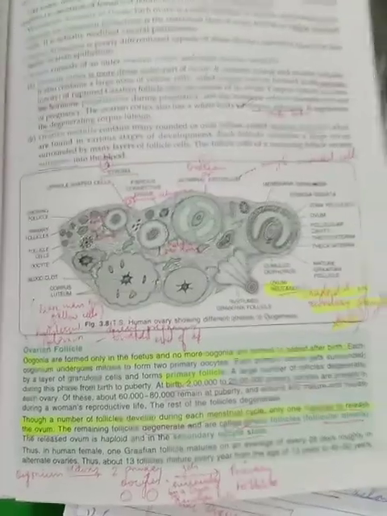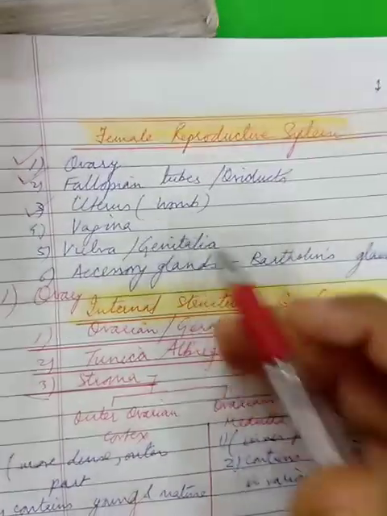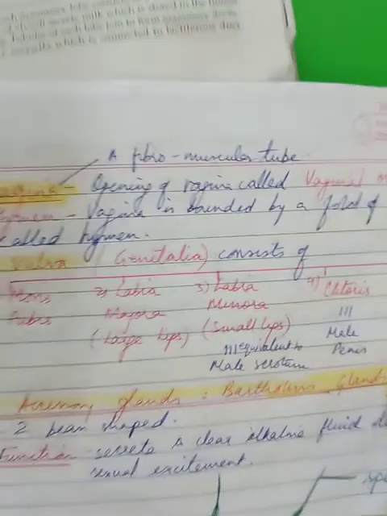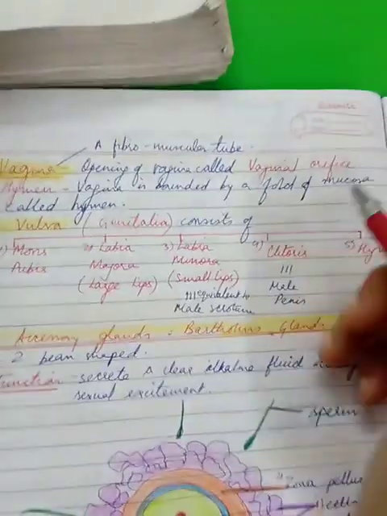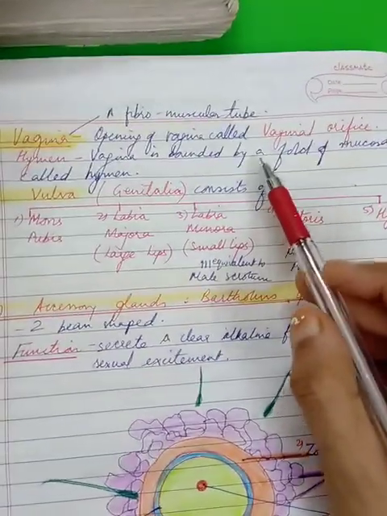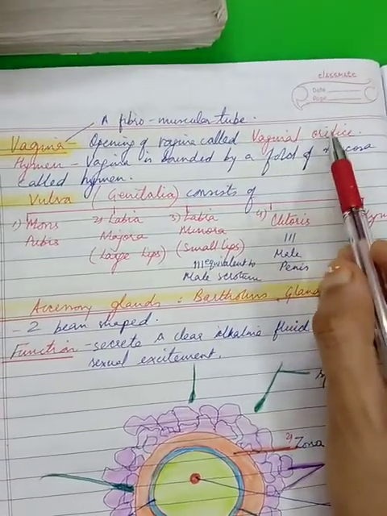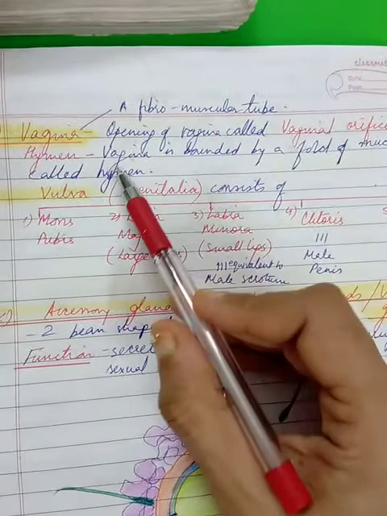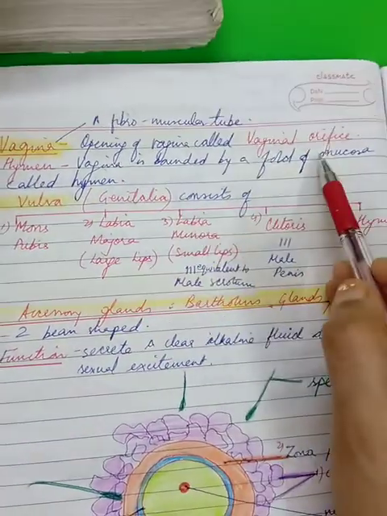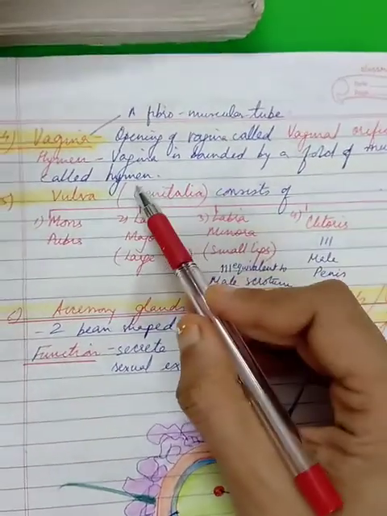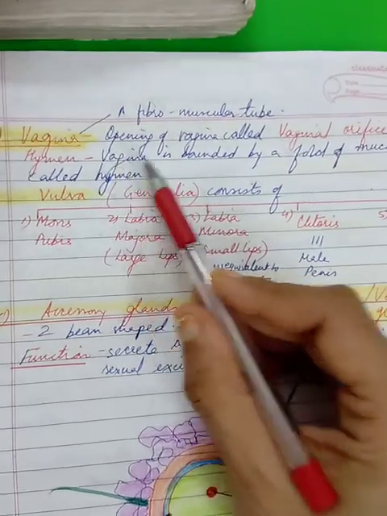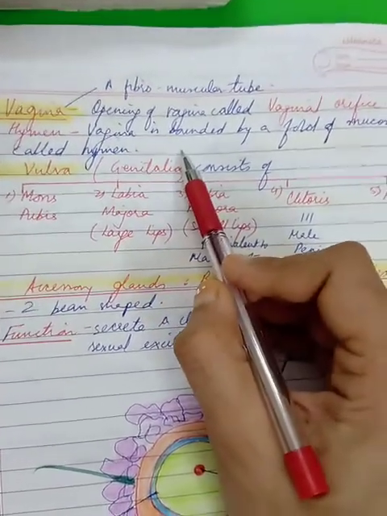Then, according to the point-wise description here, now we come to the next region of the female reproductive system, the vagina. Vagina is a fibromuscular tube, and this measures about 7.5 to 10 centimeters. The opening of the vagina is called the vaginal orifice, and it is bounded by a membrane or a fold of mucosa. We call it the hymen. Hymen also represents the virgin knot.